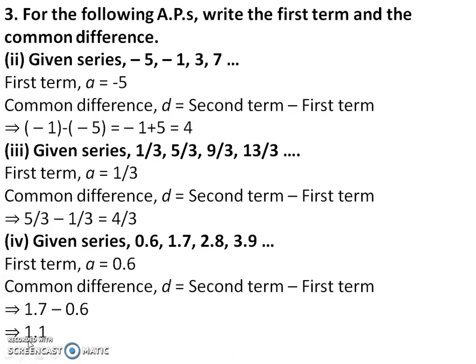Given series is minus 5, minus 1, 3, 7. The first term given is minus 5. How will you get the common difference? Second term minus first term. Here what is the second term? Minus 1. Minus 1 minus 5.